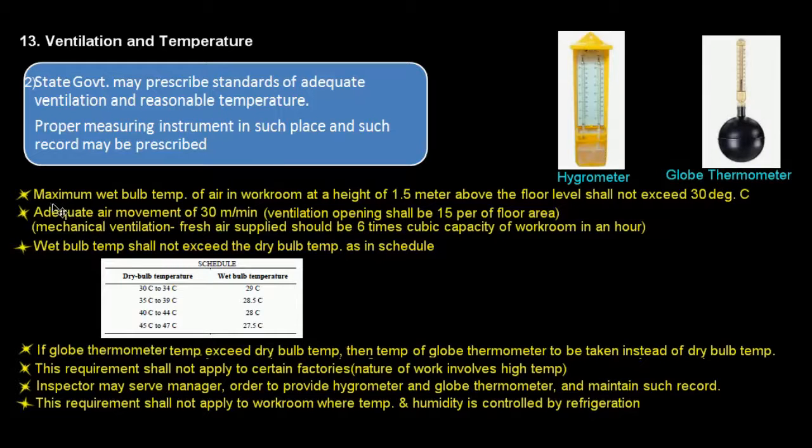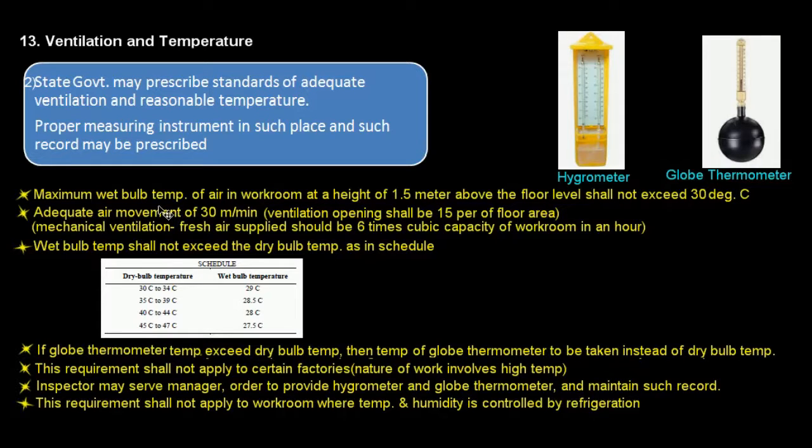The first rule says that the maximum wearable temperature of air in a workroom at a height of 1.5 meter above the floor level shall not exceed 30 degrees centigrade. So if you are measuring at a height of 1.5 meter above the floor level, the temperature shall not exceed 30 degrees centigrade. Now there is a term used over here, that is wearable temperature. What is this wearable temperature?